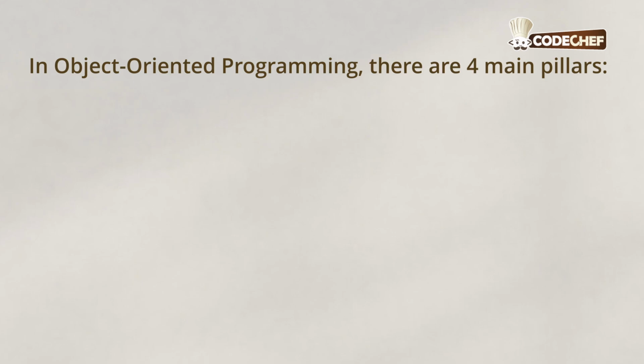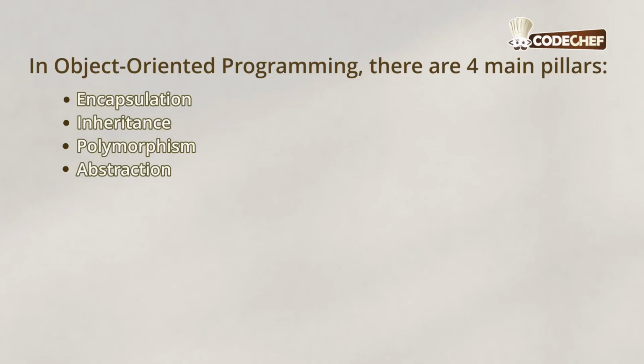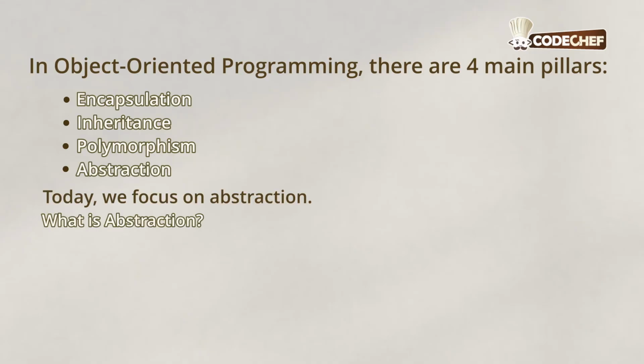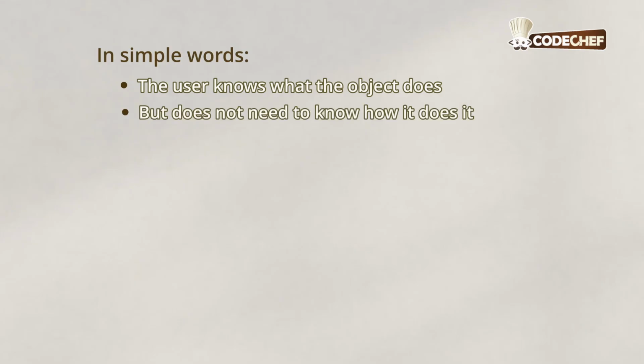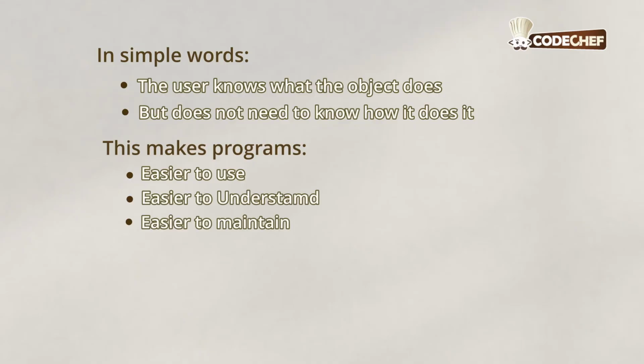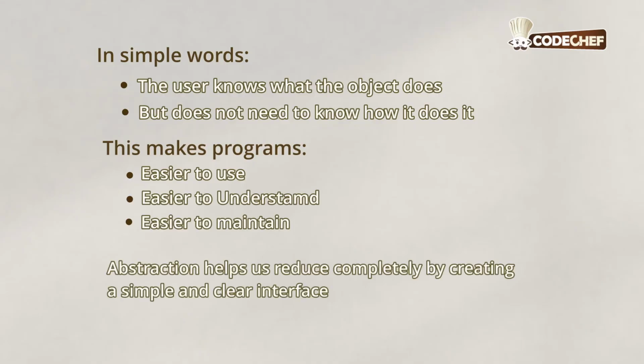So in object-oriented programming, there are four main pillars: encapsulation, inheritance, polymorphism, abstraction. Today we are going to focus on abstraction. What is abstraction? In Java, abstraction means hiding complex implementation details and showing only the essential features to the user. In simple words, the user knows what the object does but does not need to know how it does it. This makes programs easier to use, easier to understand, easier to maintain.